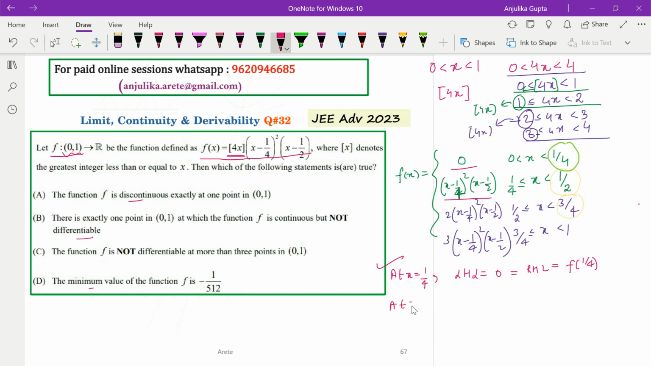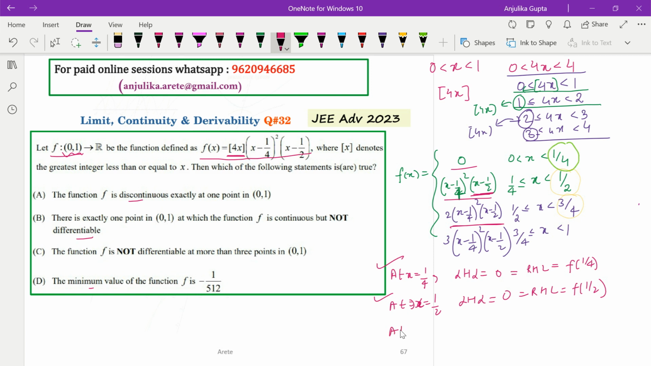Now let's check at x equal to half. What is the left hand limit at half? Again 0. What is the right hand limit at half? You are going to look here, plug in x equal to half, again 0. So that is the right hand limit, and that is the same as the function value, the same 0. The function is still continuous at that point.